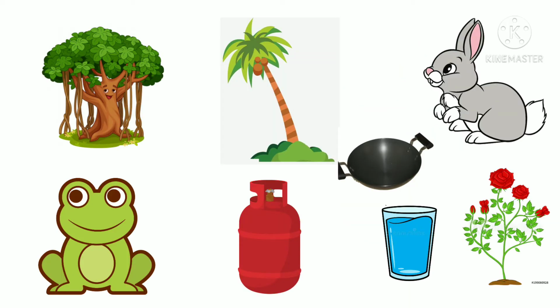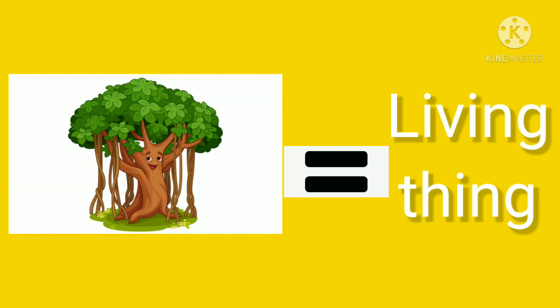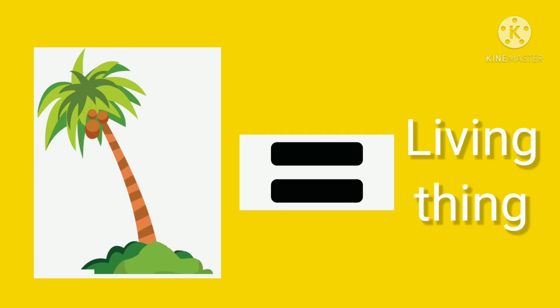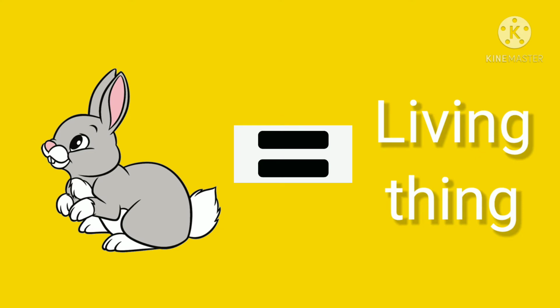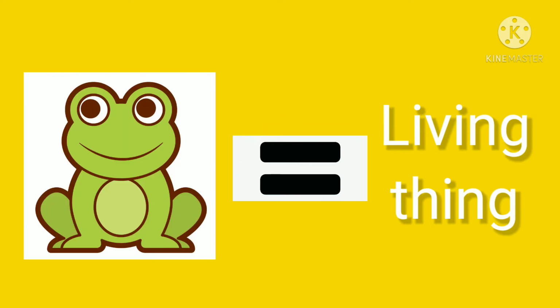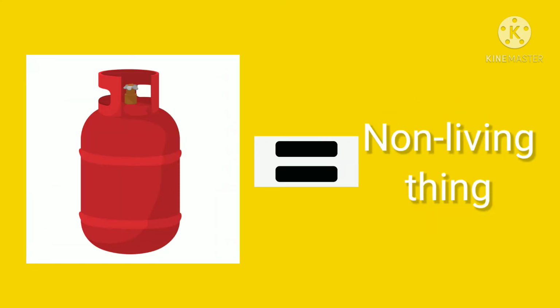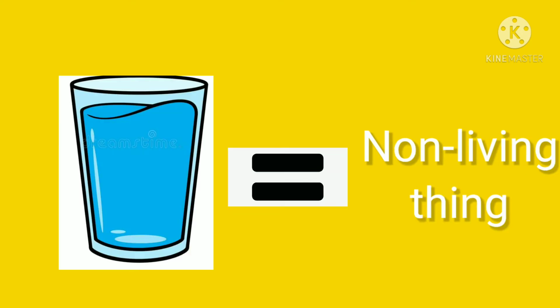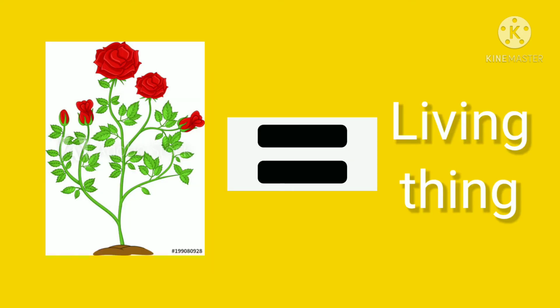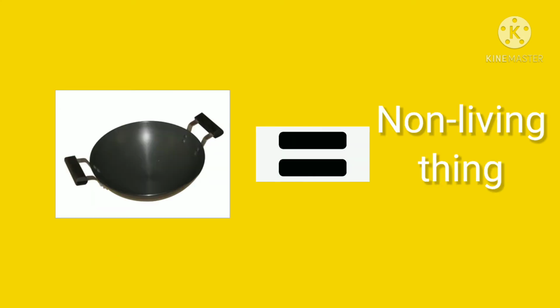Are the living things in these pictures living or non-living? If it is a living thing, is it a plant or an animal? A banyan tree is a living thing. It is a plant. A coconut tree is a living thing. It is a plant. A rabbit is a living thing. It is an animal. A frog is a living thing. It is an animal. A gas cylinder is a non-living thing. A glass is a non-living thing. A rose plant is a living thing. It is a plant. A pan is a non-living thing.